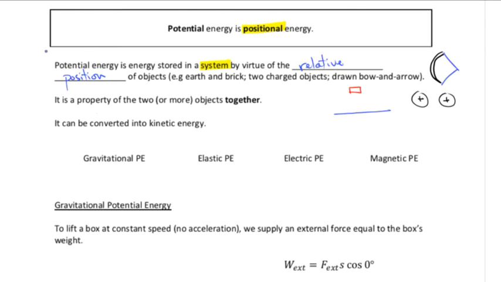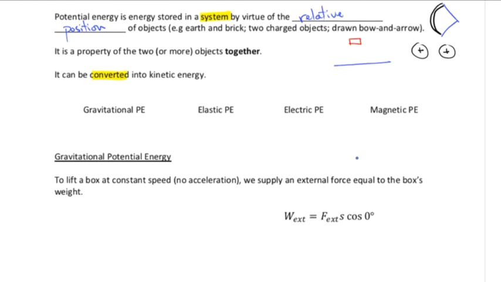Now, potential energy can also be converted into kinetic energy, and that's why it's potential. It has the potential for being converted into kinetic energy. We've got a number of different kinds of potential energy, including gravitational, elastic, electric, and magnetic. Let's start with gravitational potential energy.